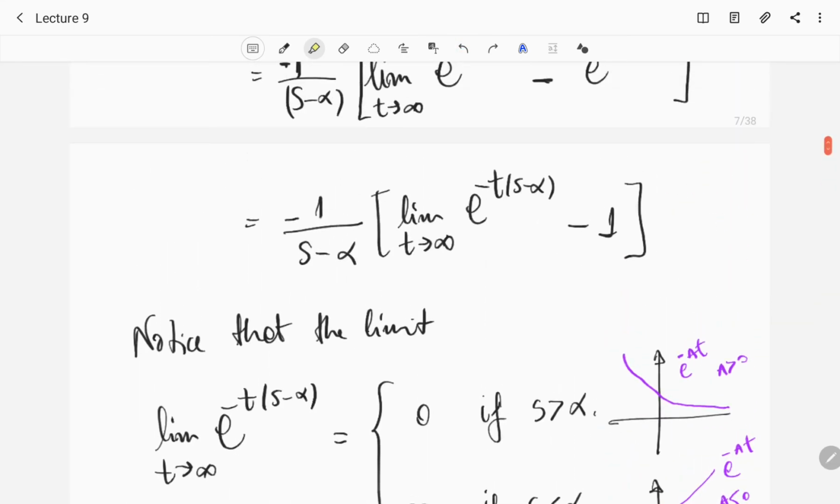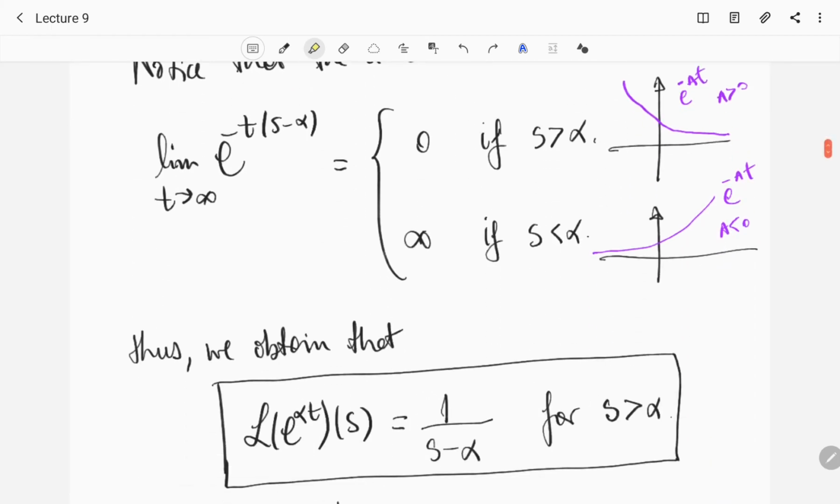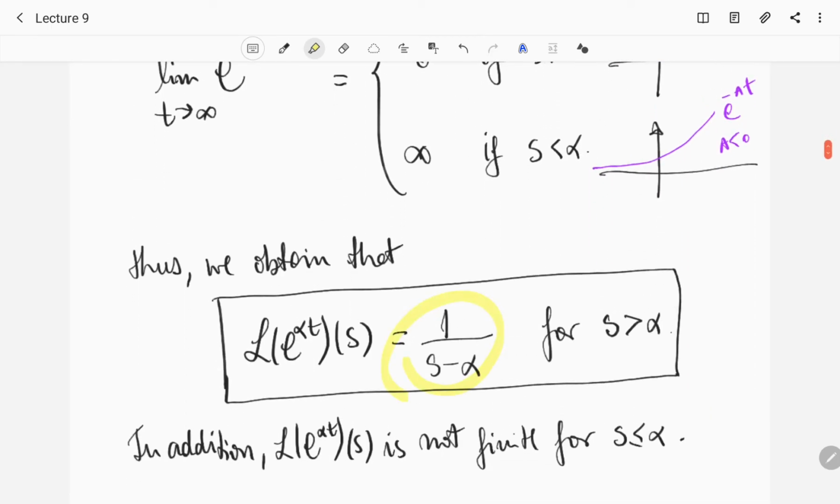So here we have, this would be 0 in this range. So then we have minus times minus. So remember, the enemy of my enemy is my friend. It's like, okay, minus times minus is positive. So that's why here we don't have a minus. And we also know that this expression is not finite for s smaller than alpha.